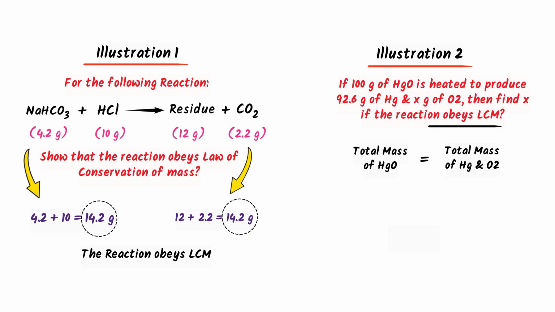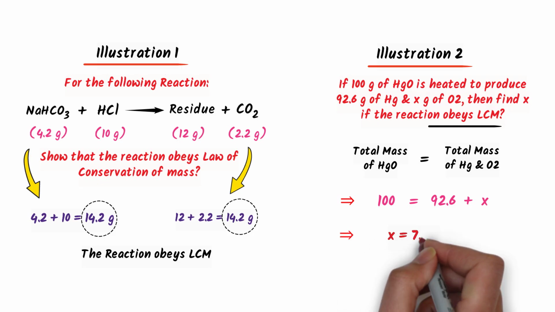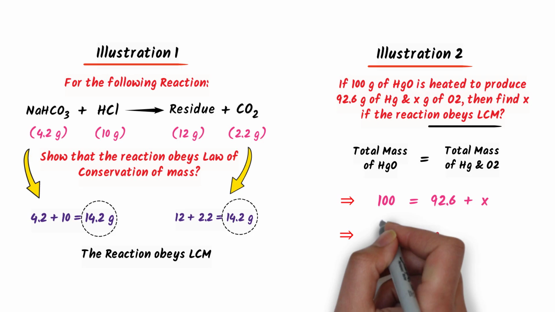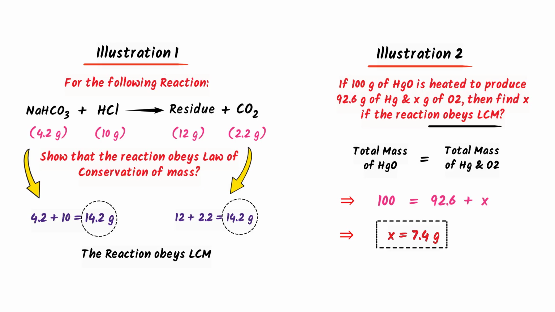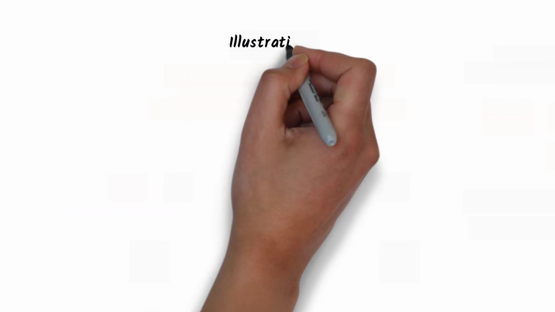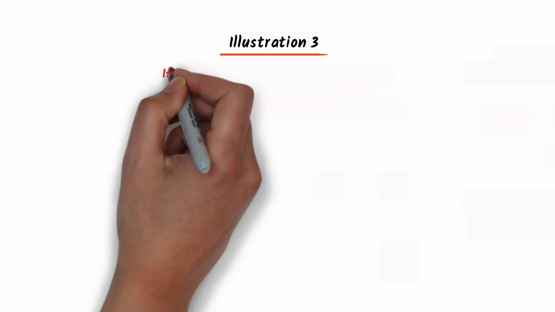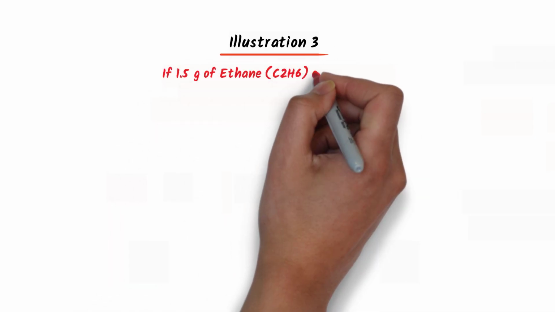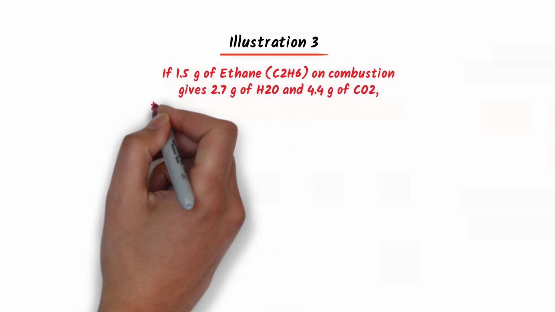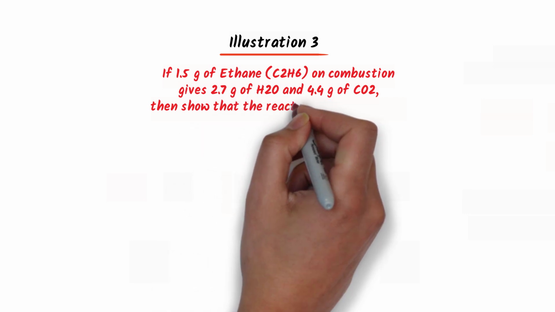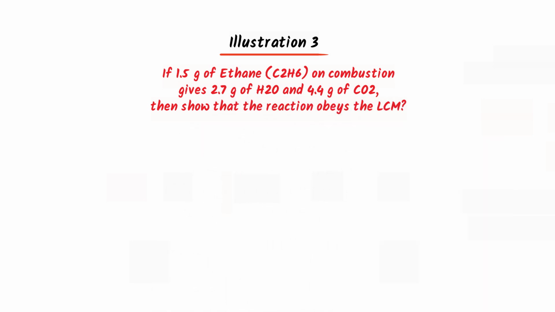While putting the masses of mercuric oxide and that of mercury, we got 100 equal to 92.6 plus X, and that boils down to X equal to 7.4 grams. Therefore, the mass of oxygen produced is actually 7.4 grams. Similarly, we have the next illustration that tells us if 1.5 grams of ethane on combustion gives 2.7 grams of water and 4.4 grams of carbon dioxide, then show that the reaction obeys the law of conservation of mass.